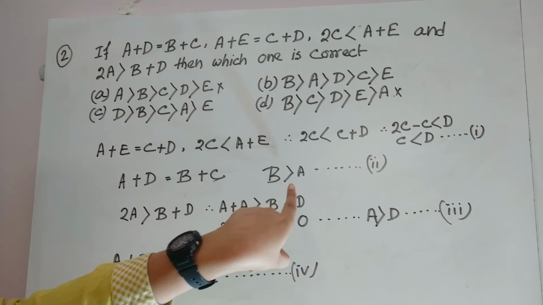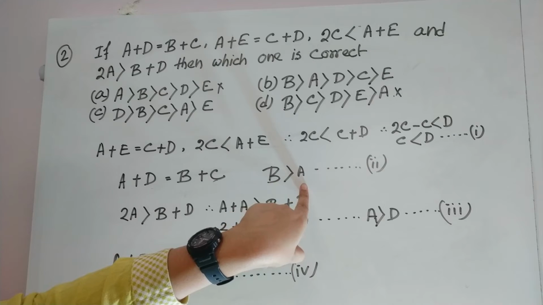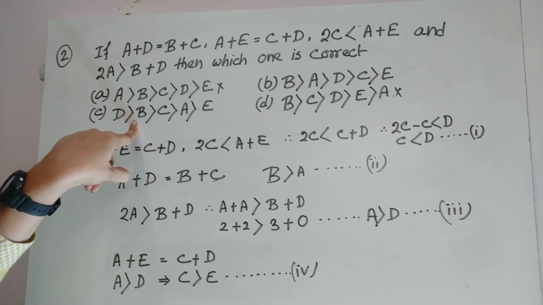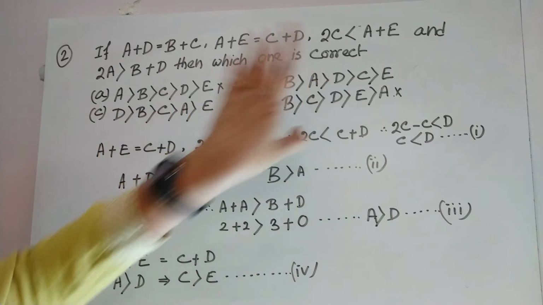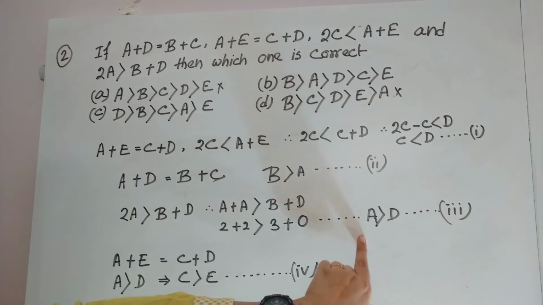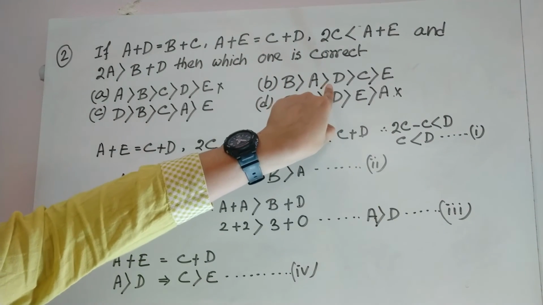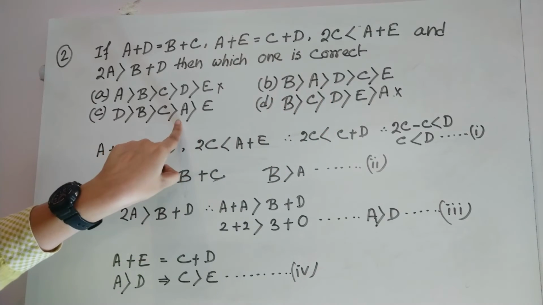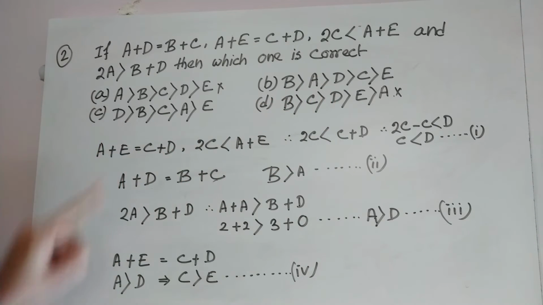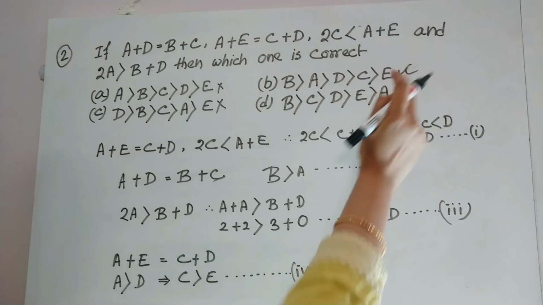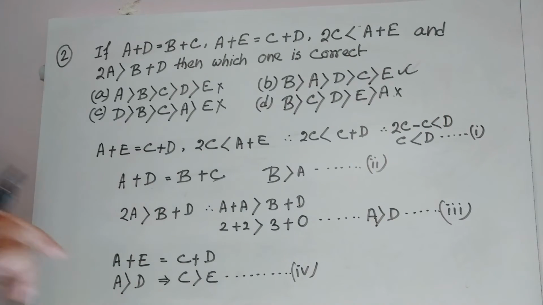Now, b is greater than a, where here also b is greater than a and here also b is greater than a. Okay. Number 3, a is greater than d. Here a is less than d. Okay. Then C is also eliminated. Here last option, a is greater than d. Therefore only A is left and B is left, and here B will be the answer.